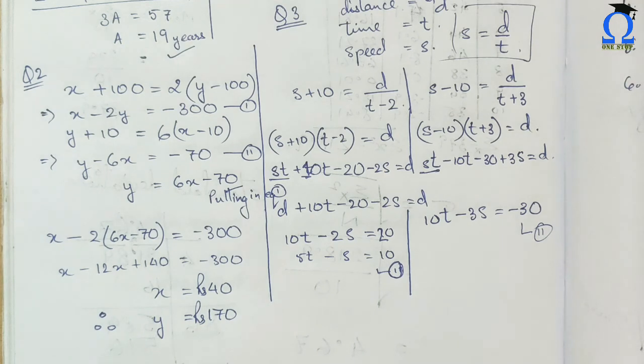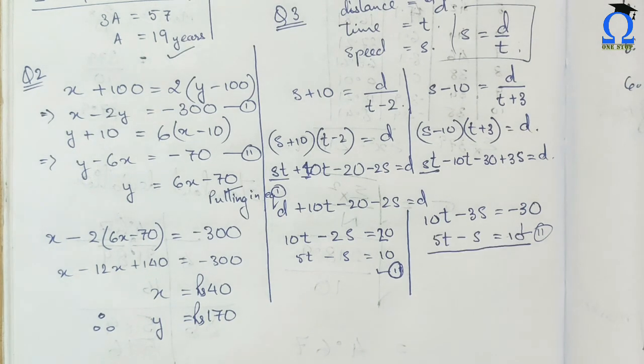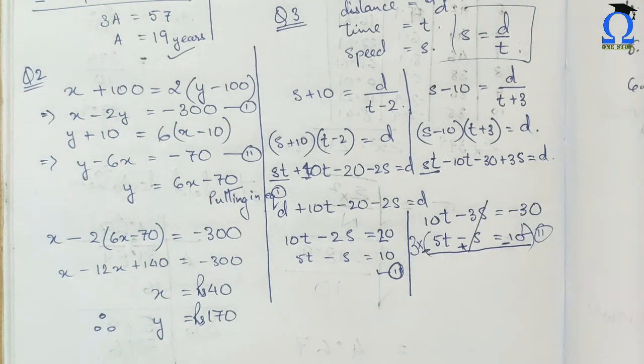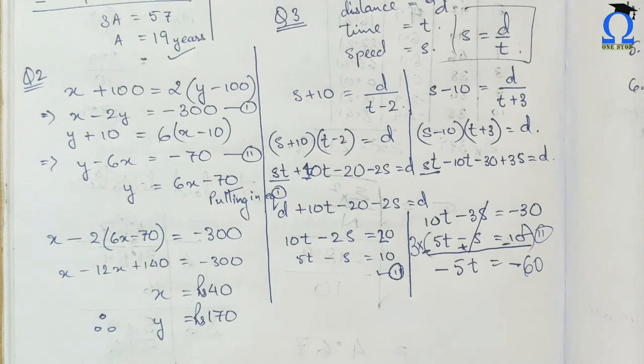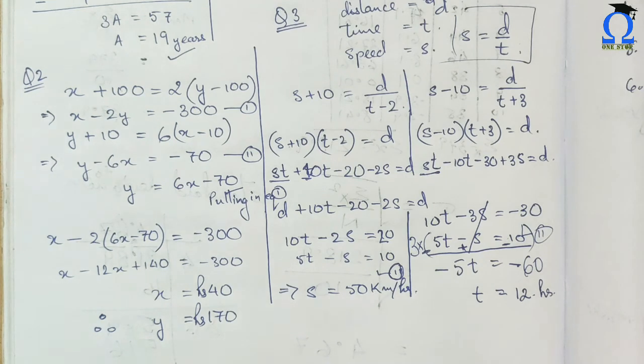Now I will be eliminating s here by multiplying it with 3 and then subtracting both the equations. Okay, so t will be equal to 12 hours. Okay, understood? Now further, s will be calculated as 50 km per hour. Therefore now we can find our distance, that is product of speed and time, that is 600 kilometers. Understood? I hope you have understood the question.